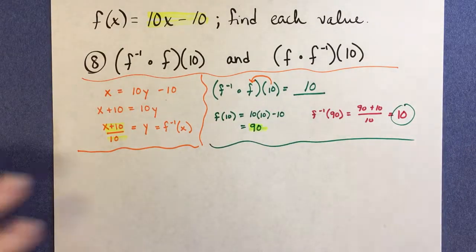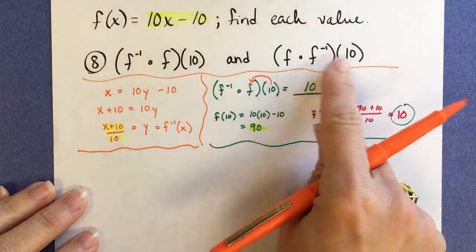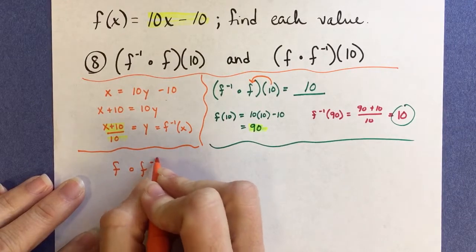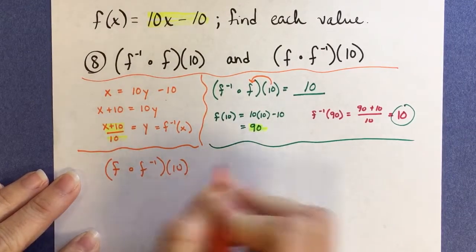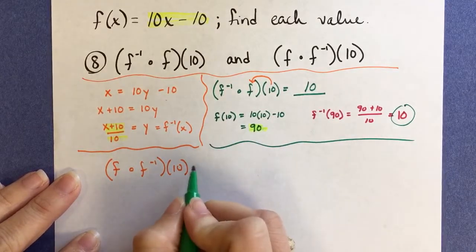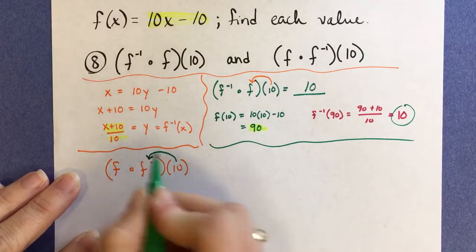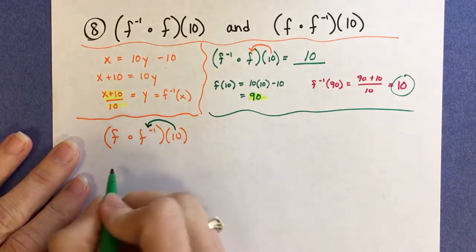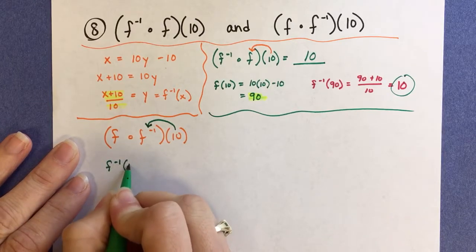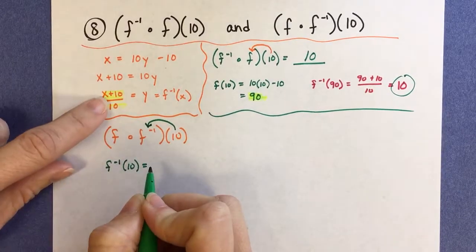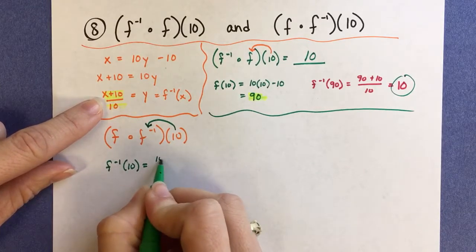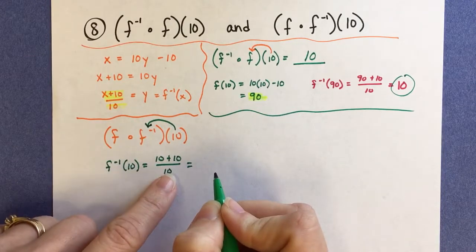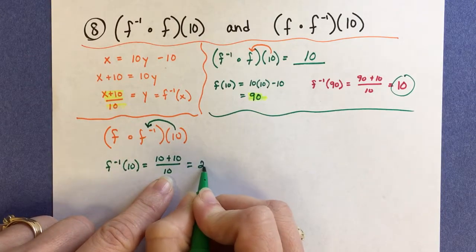So now I'm going to do the f of f inverse of 10. Okay, so f of f inverse of 10. Okay, so I've got to start off by plugging the 10 into the inverse. Okay, so the 10 is substituted into the inverse. Of course, this is the inverse that I found right here. So I'm going to have 10 plus 10 divided by 10. Well, 10 plus 10 is 20. 20 divided by 10 is 2.